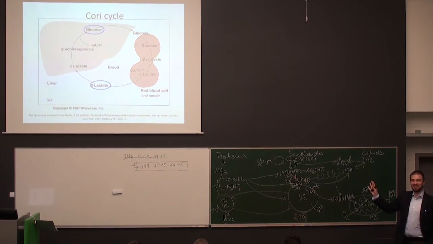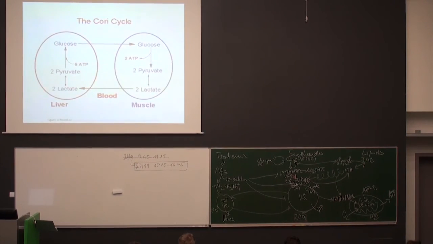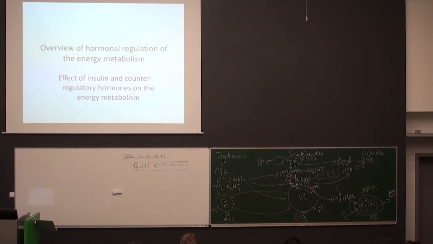So do you understand the Cori cycle? Yes, very simple pathway. We will speak about it later, but only here to show you that you have two organs. One part is done in one organ, the other pathway is done in the other organ, and in combination, they let the whole story proceed. This is the simpler scale.